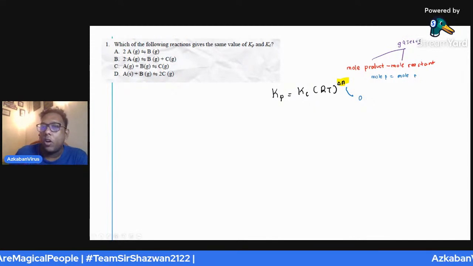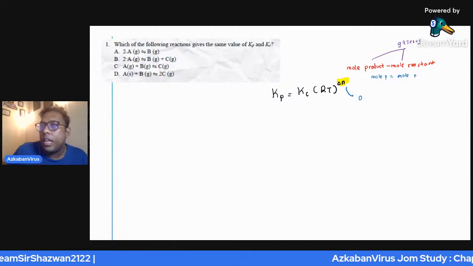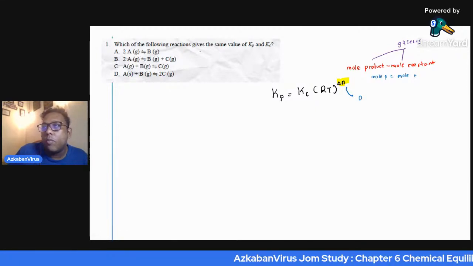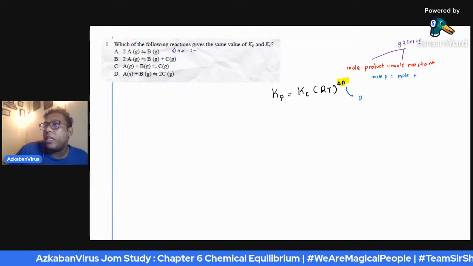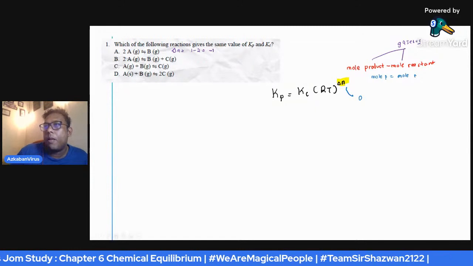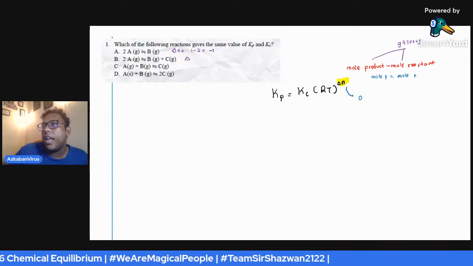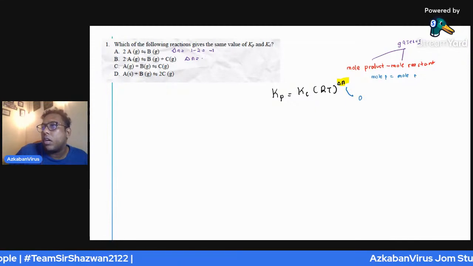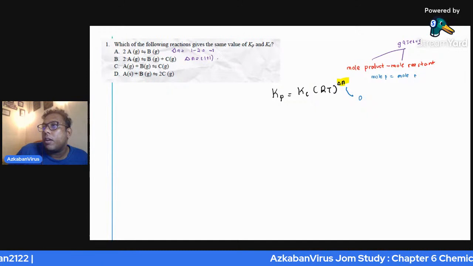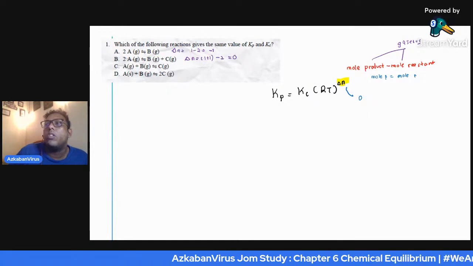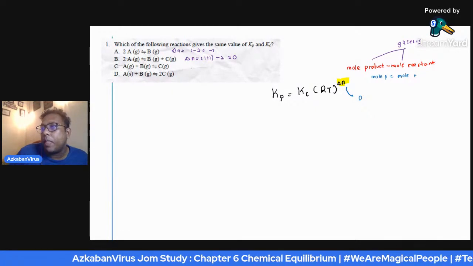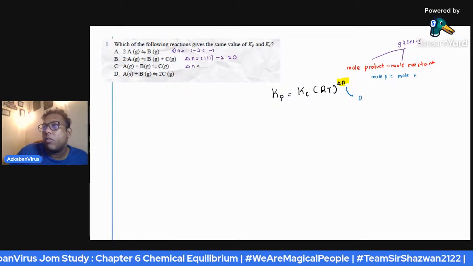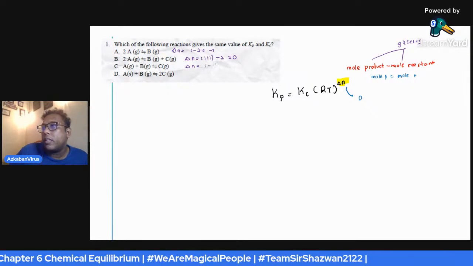Okay, now kita tengok. Untuk the first one, ini reaktan 2 mol, produk 1 mol. So delta N is equal to 1 minus 2, which is equal to negative 1. Yang ni pula, delta N is equal to 1 plus 1 minus 2, which is equal to 0. Untuk C pula, delta N is equal to 1 minus 1 plus 1, which is equal to negative 1.